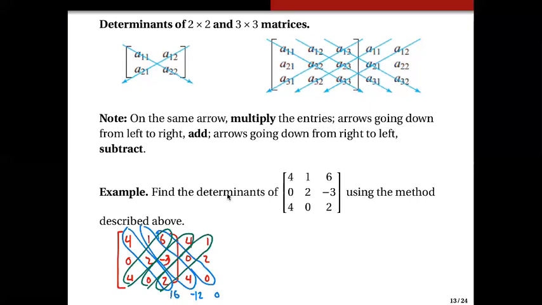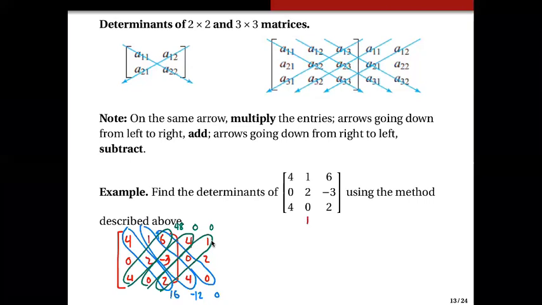So for the green ones, we have 4 times 2 times 6. So we have 4 times 2, that's 8, times 6, that's 48. Okay, and then you have 0 times whatever, so that's just 0. Then here 2 times 0 times 1, that's again 0. So what now? The determinant of the matrix.